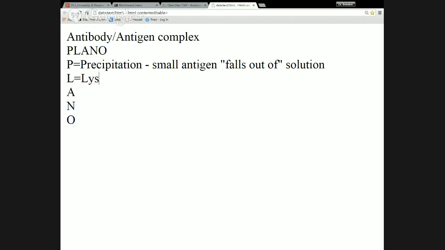L stands for lysis. Lysis is what we call destroying a cell. A more complete word is cytolysis, and cyto means cell. So cytolysis is breaking a cell. This is what complement does.